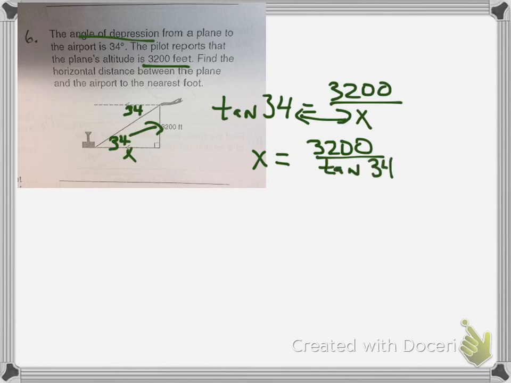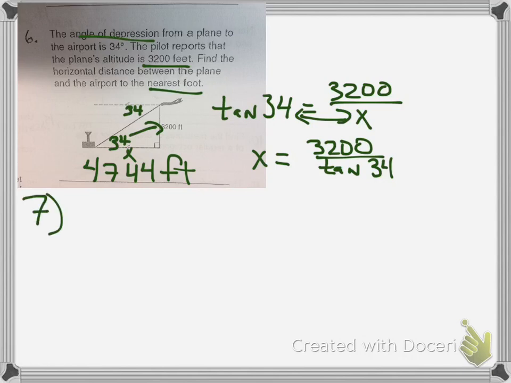Okay, so if you go back to the calculator and say 3,200 divided by tangent 34, you should get about 4,744 feet to the nearest foot. Okay, and that's it. Fairly simple, not a problem.